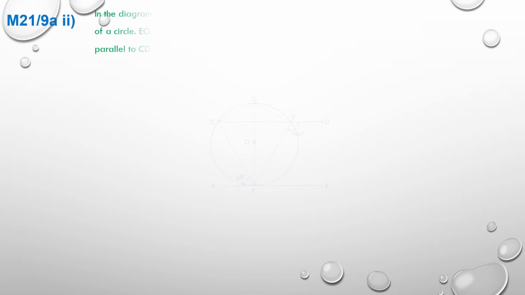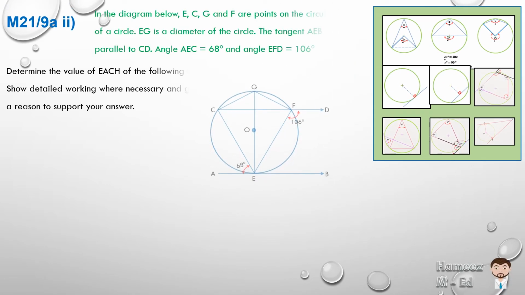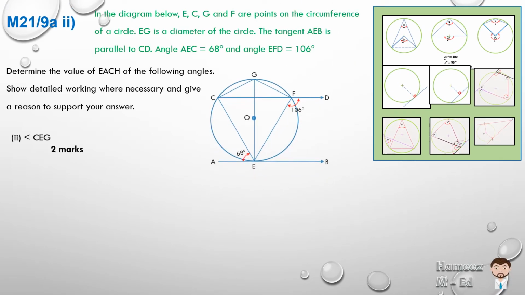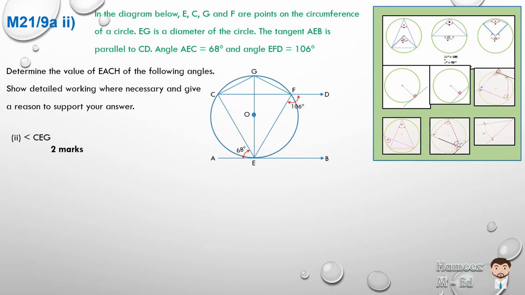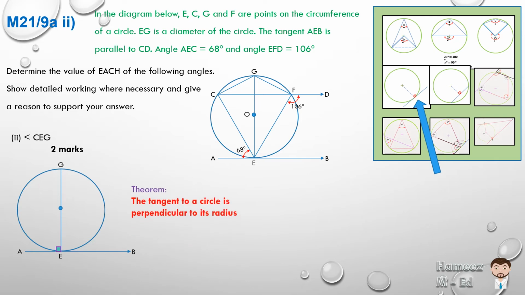May 2021, number 9A, part 2. Determine the value of angle CEG. So if we look at that angle, we recognize that there's a diameter with a tangent, which looks like rule number 4. And if we extract that, what do we recognize? That there's a 90 degrees there, because the theorem states the tangent to a circle is perpendicular to its radius or diameter. So angle AEG is equal to 90 degrees.